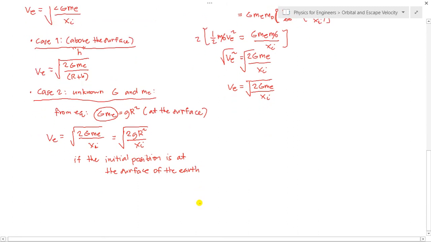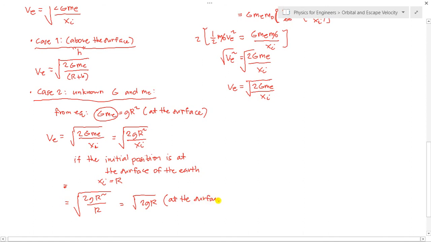So if it is at the surface of the earth, class, what happens? Then x sub i is equal to r, because it is at the surface. Therefore, it becomes the square root of 2g times r squared divided by r. That is just equal to the square root of 2gr. So that is the formula if it starts at the surface.